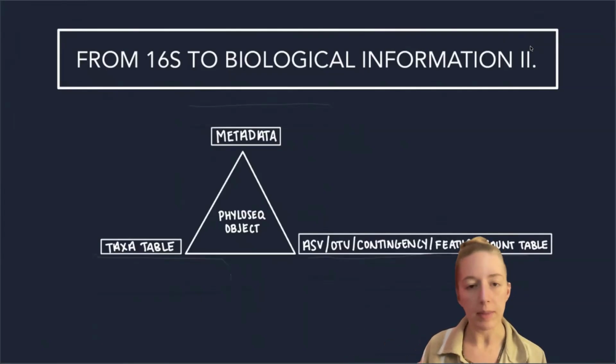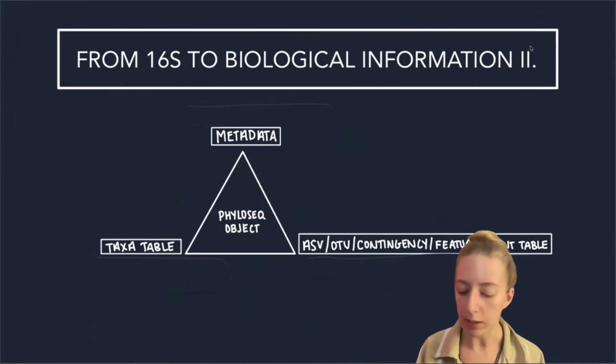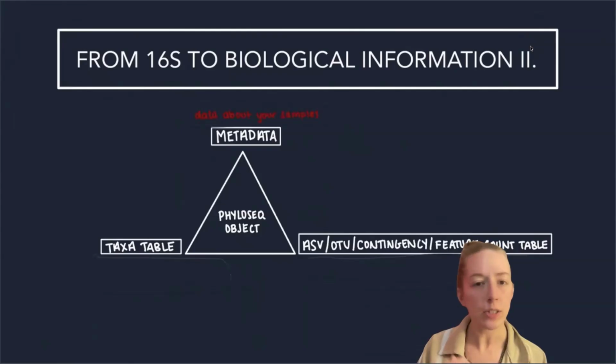What we're left with now is our taxa table from previously, our ASV, OTU, contingency, or feature count table, all meaning the same thing, as well as our metadata table. So our metadata is something that we're going to generate ourselves, and I'll provide an example, but basically it's just data about your samples, whatever you think is meaningful or important to add as a detail.